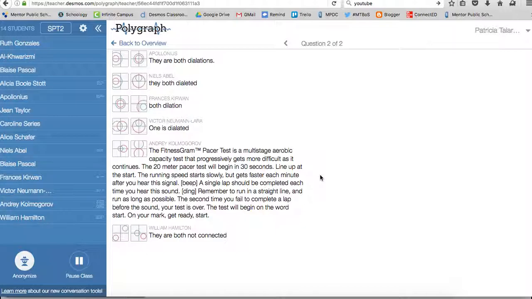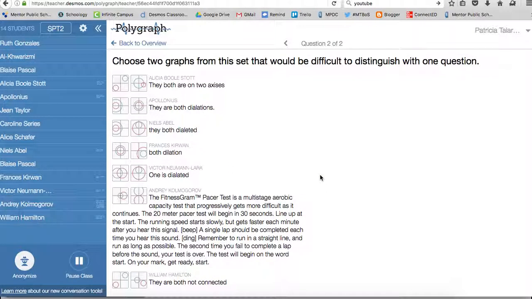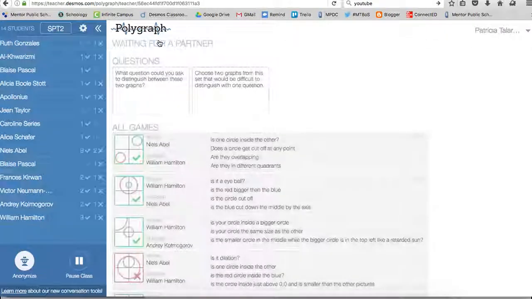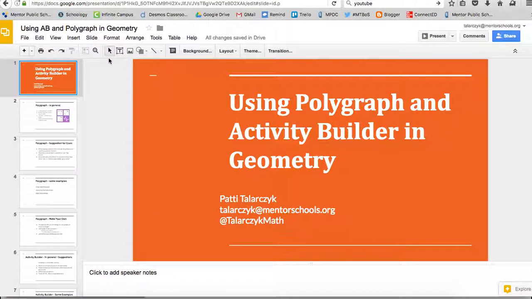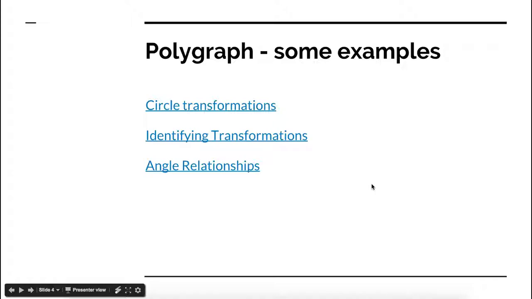As you can see, a lot of people didn't do a great job of explaining their reasoning, but this would be a good opportunity for you to have students revisit the work that they did on a previous day and talk about how they could improve what they're doing in other attempts of using the session. So that was circle transformations.